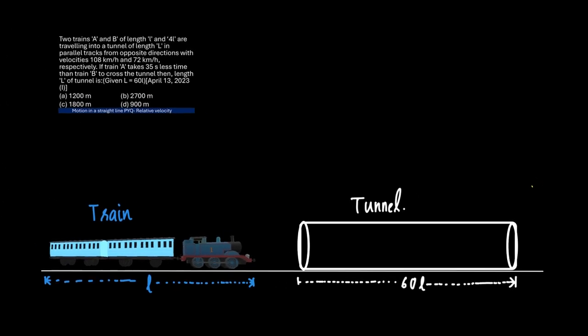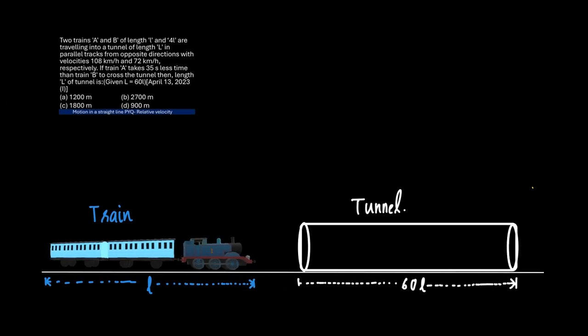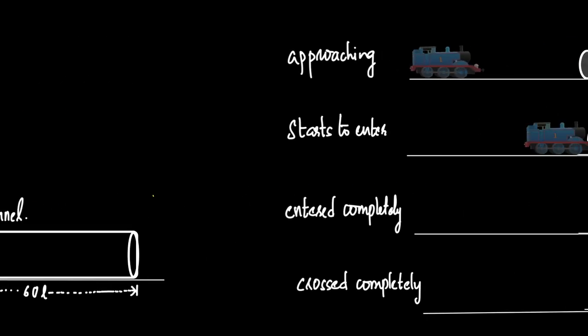So, first let us see train A of length L crossing this tunnel. It is given in the question that the length of this complete tunnel is 60L. And the length of train A is L. So, before you go into the solution, let me just take you to the visualization and things will then become clear.